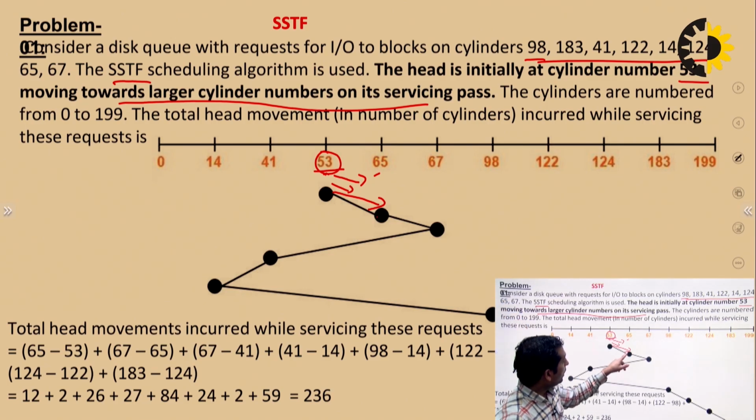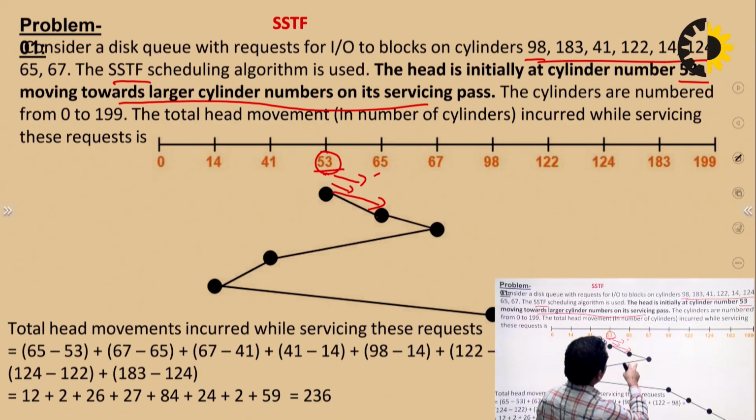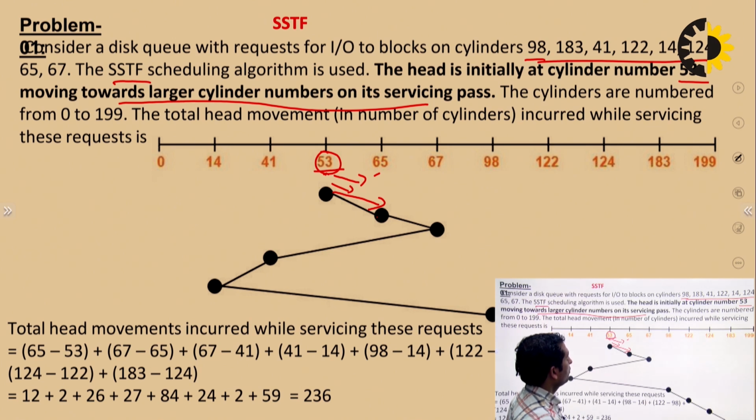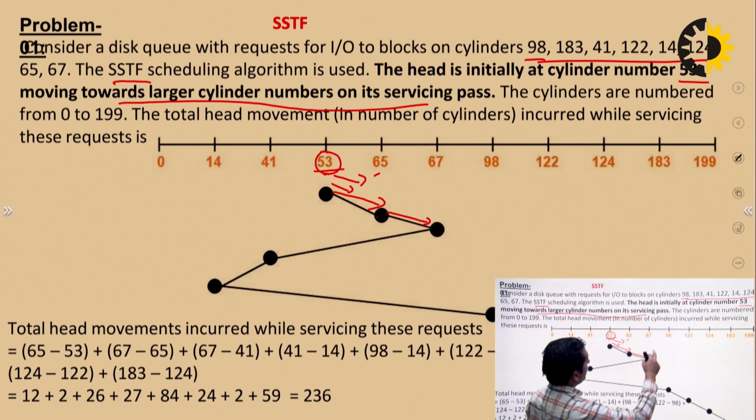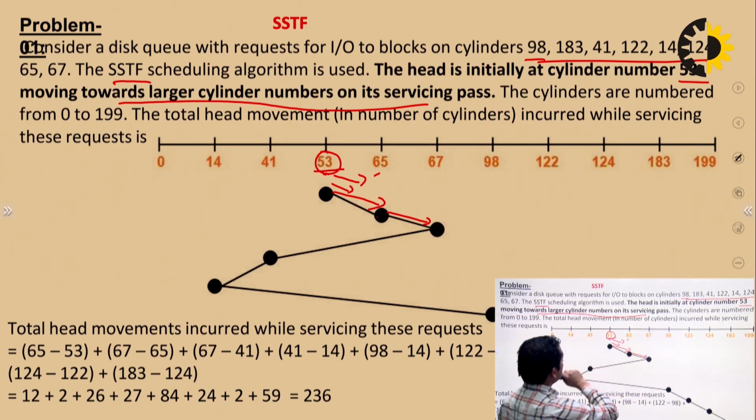Now, the difference from this particular 65 to 67 is 2. So move to this one, our request is completed. Now from this position 67, which one has the lesser distance? One request is 98, one request is 41.